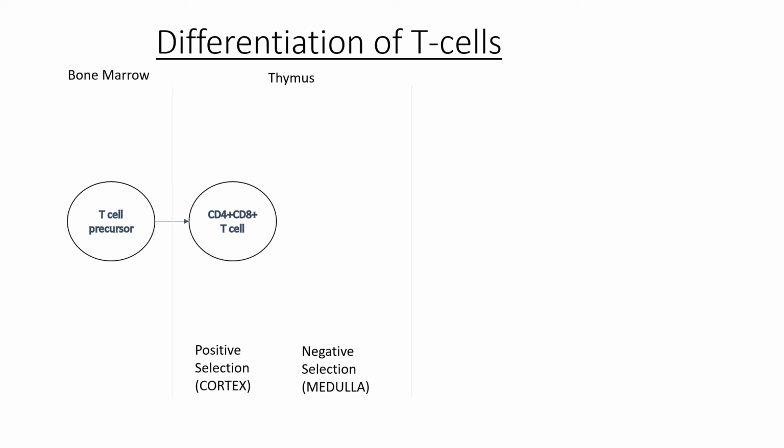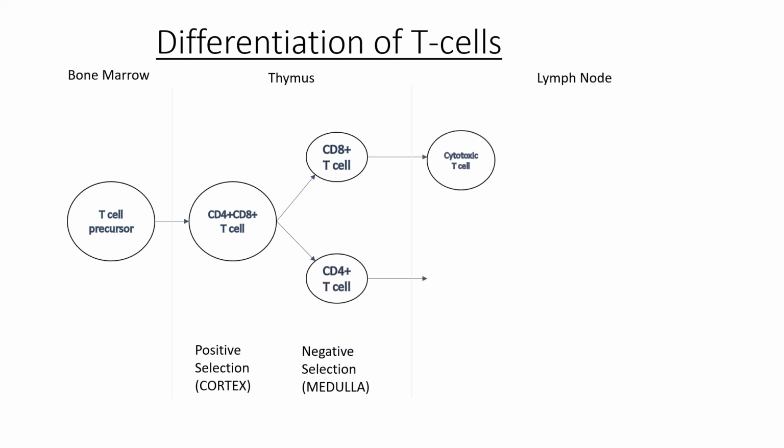To know more about these processes, please watch our video on how positive and negative selection occurs in the thymus. Now, after positive and negative selection occurs, mature CD8+ T cells are released as cytotoxic T cells and mature CD4+ T cells are released as helper T cells.